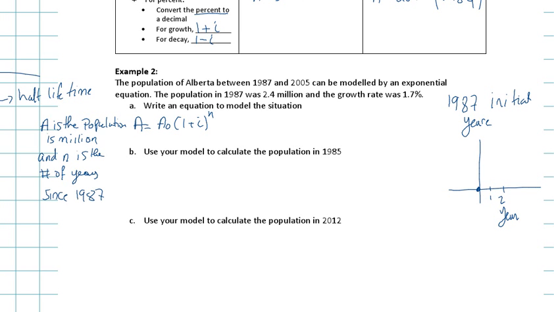Otherwise, when you do your math, your population is going to be 2.6, let's say. 2.6 people? Like, what does that mean? Right? So you have to specify that it's in millions, and then you have to specify that n is the number of years since 1987. Okay? So these are the two specifications that you have to use. Now, let's fill in the blanks. So what am I going to fill in for A0? 2.4. And then what am I going to fill in for i? 0.017. And then for n, it's going to stay n because the question is only asking me to find the equation.